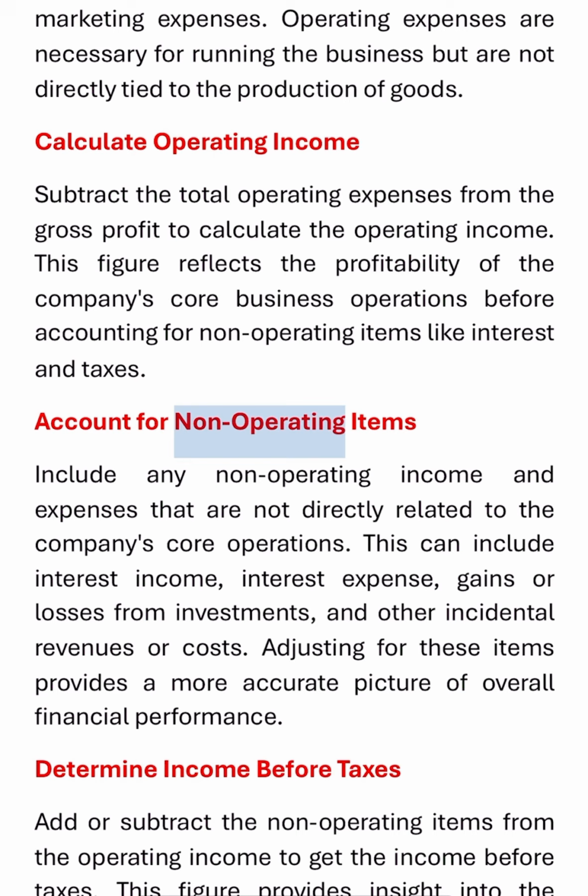Account for non-operating items. Include any non-operating income and expenses that are not directly related to the company's core operations. This can include interest income, interest expense, gains or losses from investments, and other incidental revenues or costs. Adjusting for these items provides a more accurate picture of overall financial performance.